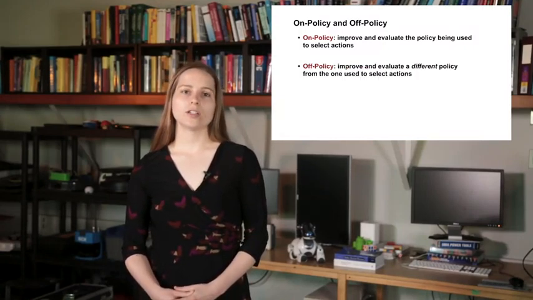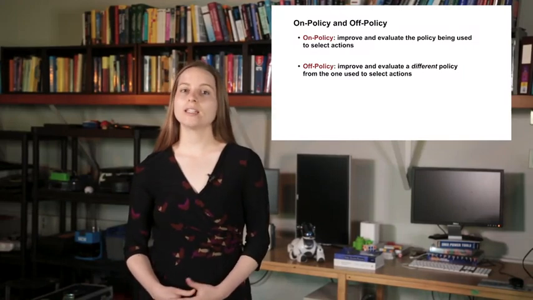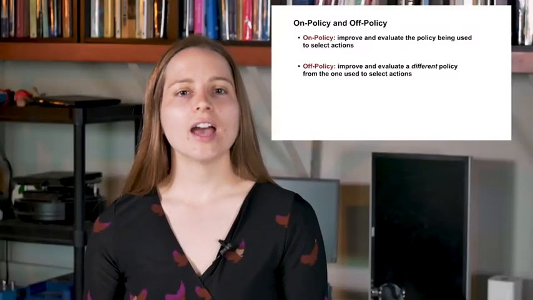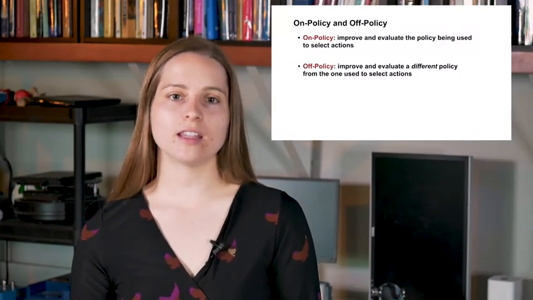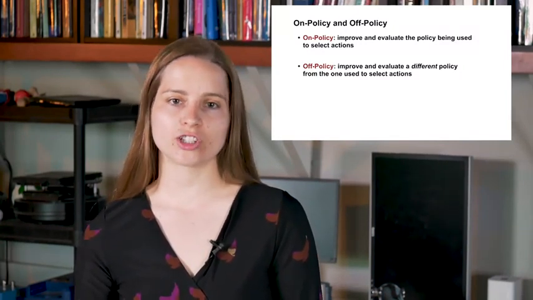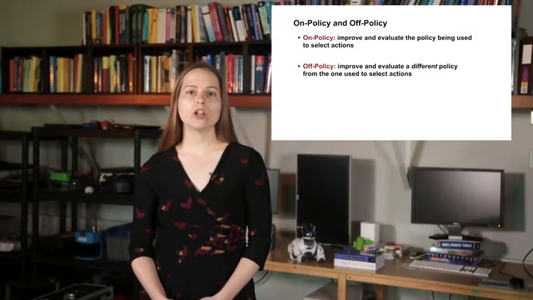In off-policy learning, the agent learns about a policy from data generated by following a different policy. That is, the policy that we are learning is off the policy that we are using for action selection. For example, you could learn the optimal policy while following a totally random policy.